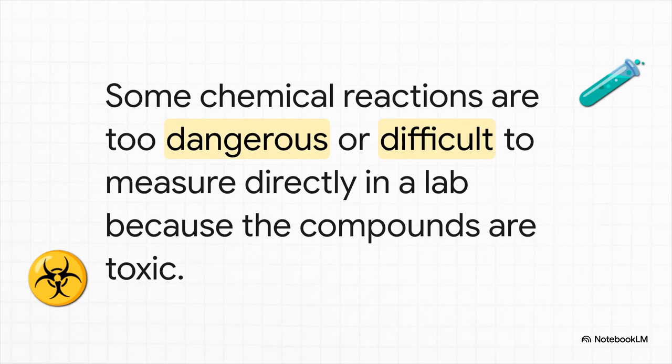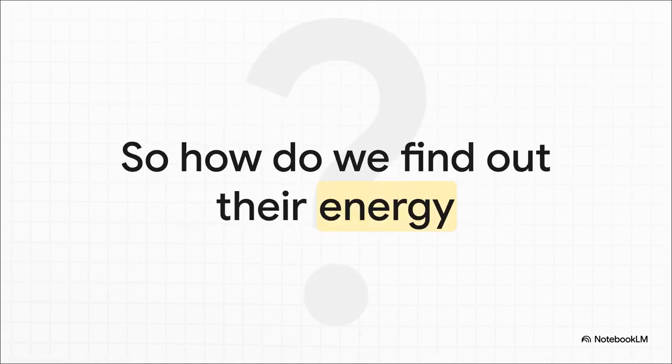Think about it. A lot of chemical reactions are just messy, or they're flat out dangerous to handle. Imagine you're trying to measure the energy from toxic stuff forming way up in the atmosphere. It's not just hard, it's pretty much impossible to do safely. And that leaves us with a huge question. If you can't actually measure the energy of these reactions, how can you ever really understand them? How are you supposed to engineer cleaner fuels or better industrial processes if you don't know the numbers? How do we get that data?